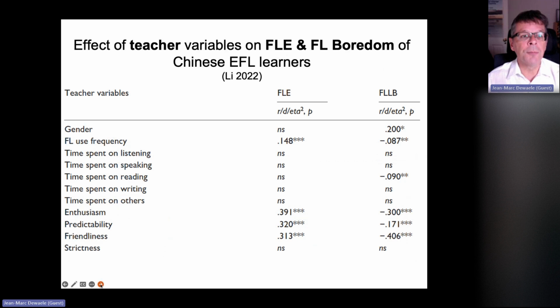And then one of the things that we discovered, in fact, in 2016, when we started working on this, was that teacher variables have a huge effect on foreign language enjoyment. And you won't be surprised to hear that it also has a huge effect on foreign language boredom. So here, Chen Chen found that if you have an enthusiastic teacher, then students will report much higher levels of enjoyment and lower levels of boredom. Interestingly, also the Chinese and Arab learners enjoy teachers who are predictable, whereas in the Western context, it's just the opposite. We find that enjoyment is linked to unpredictable teachers. So there must be a cultural element there. And friendliness, if you have a friendly teacher, there's going to be more enjoyment and less boredom. And then interestingly, whether your teacher is strict or not has no effect on these two emotions.